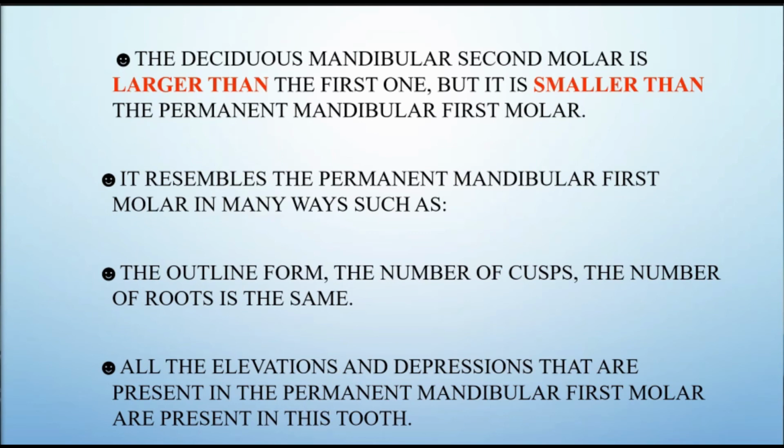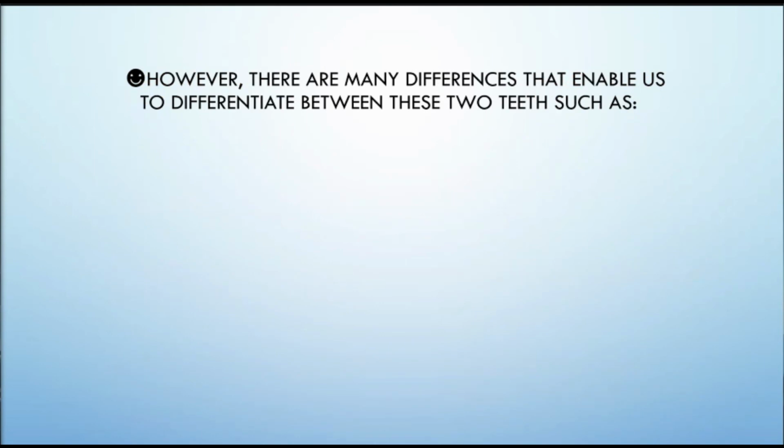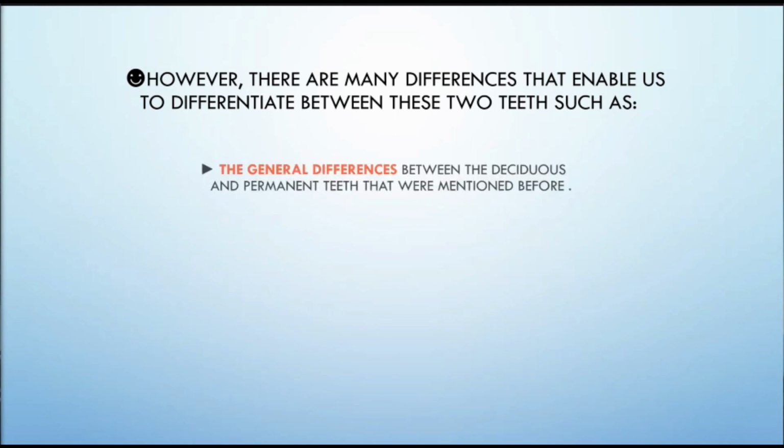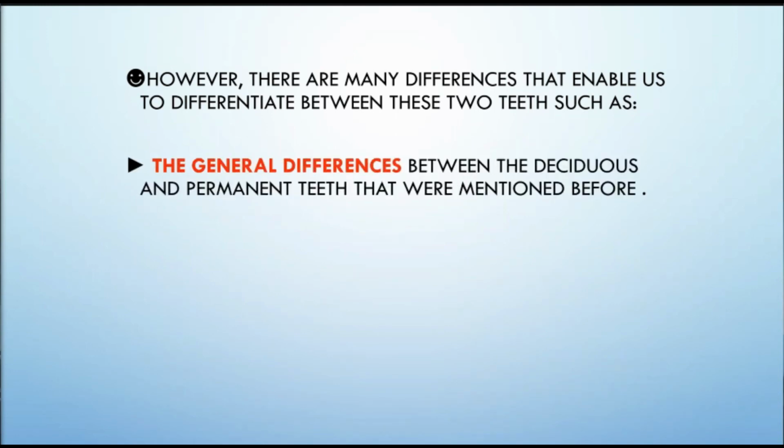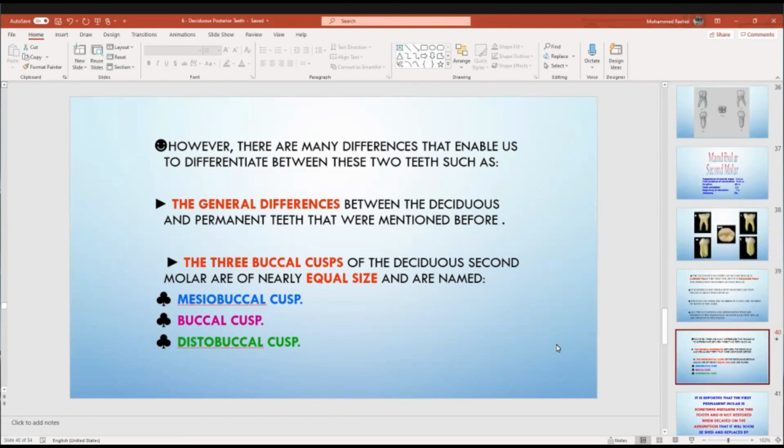But the only thing is that on the buccal side, the first permanent molar has mesiobuccal, distobuccal, and distal cusps. However, there are many differences that enable us to differentiate between these two teeth, such as the general differences between the permanent and the deciduous. You see, the sequence is different and the size is equal.